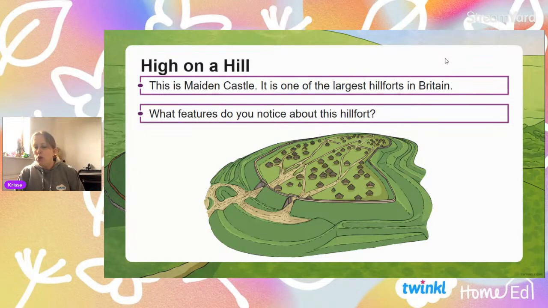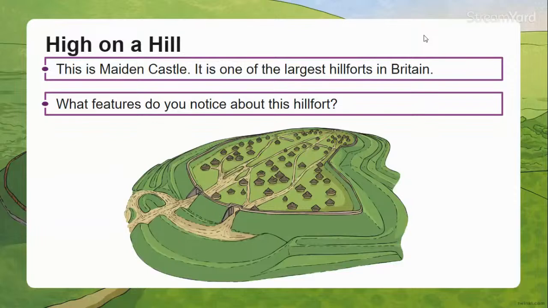So what do you notice about the hill fort? What do you notice about it? We can see lots of settlements, obviously. You can see lots of roundhouses. But what else can you see? What other features does it have? Important features which would make it harder to attack if you were not like a warring tribe.